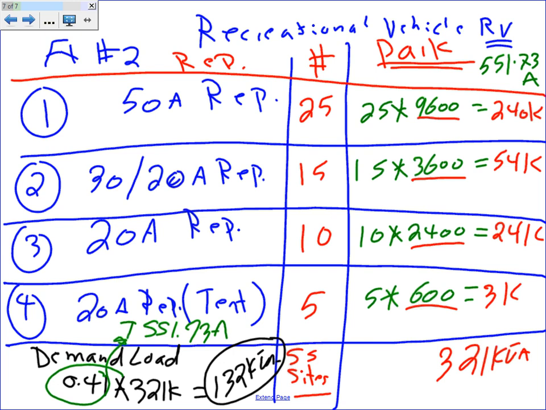The rest of them is what? Piece of cake. Now we're going to size the service and all this good stuff. So I'm going to fly through the rest. That's it. Now in the test, the only thing I'm going to change, guys, for you is this number, the number of lots, the number of sites. Same calculation stays the same.